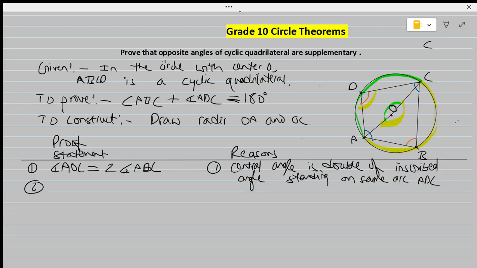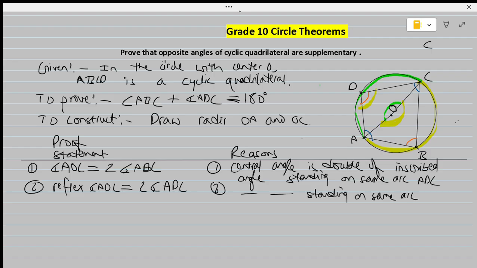Now for the second, we're taking the arc ABC, which I have made with yellow color. On that arc ABC, the central angle is AOC, but it's reflex, which is greater than 180 degrees. So we say reflex angle AOC is twice angle ADC, the inscribed angle on that arc. The reason we provide is the same: central angle is double of inscribed angle, standing on the same arc ABC.